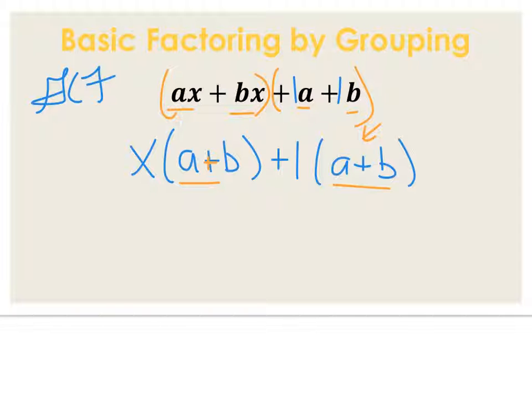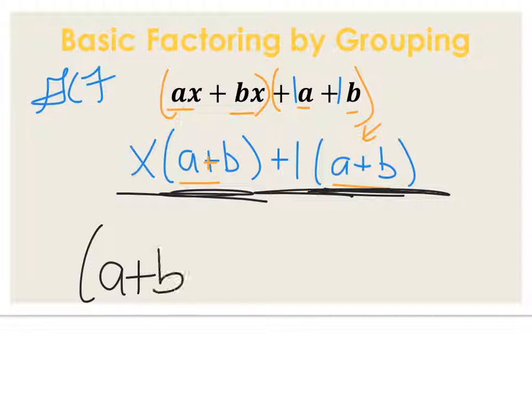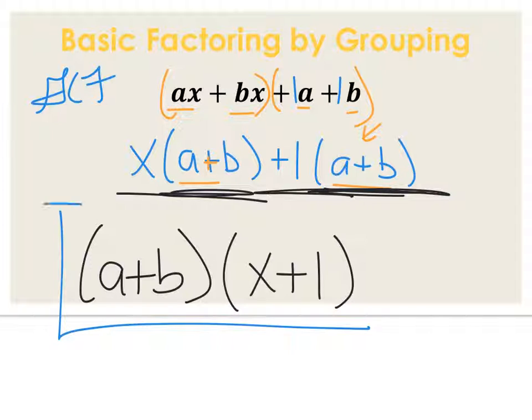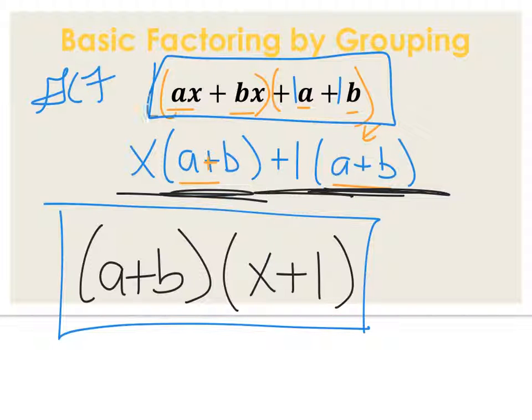Mine end up being exactly the same, so I always write the factor they have in common first, because this factor is now like the GCF. What can I pull out of both this whole piece and this whole piece? I can pull out a plus b. And what do I have left over? X plus 1. There are my factors of this 4-pieced polynomial. Let's do the next example.